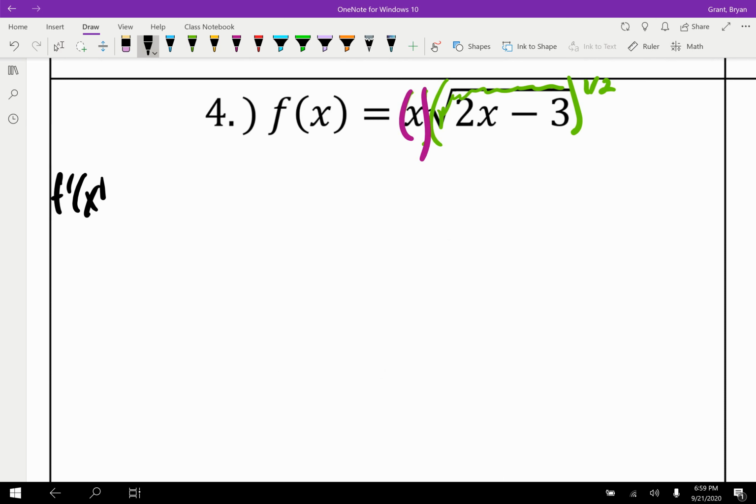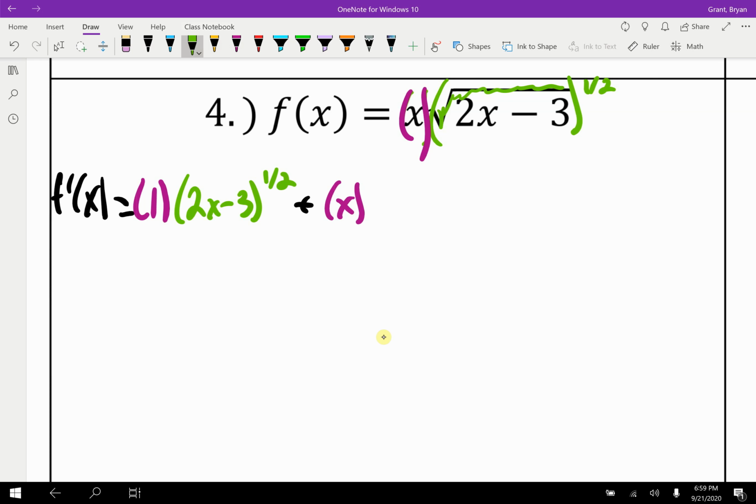So product rule wise, we do the derivative of x, which is 1. And then we keep the next one the same, so (2x minus 3) to the 1/2 power, plus, for the product rule, keep the first function the same, and then we get to the wild derivative of the second function. The 1/2 comes down, 2x minus 3 stays the same, but we have to reduce the power by 1. But then wait, we kept the inside the same, so I think this is a chain rule buried in a product rule, and we need to do the derivative of 2x minus 3, which is just 2.